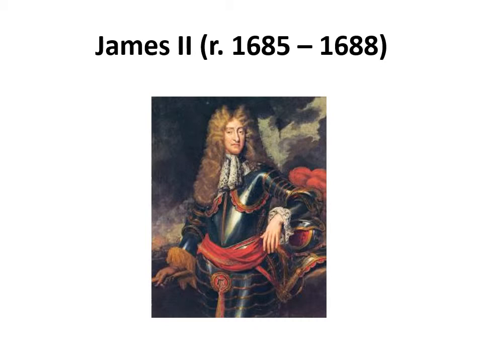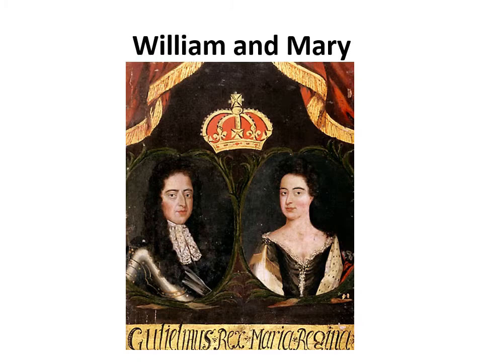But this baby was not James's only heir. He had been married before, and his first wife had been a Protestant and had raised their daughter, Mary, as a Protestant. Mary is now an adult, and she's the wife of a very powerful Protestant prince in the Netherlands, William of Orange. Members of Parliament come up with a secret plan. They send a secret message to William and Mary, and they ask them to come to England and overthrow James for the sake of Protestantism.